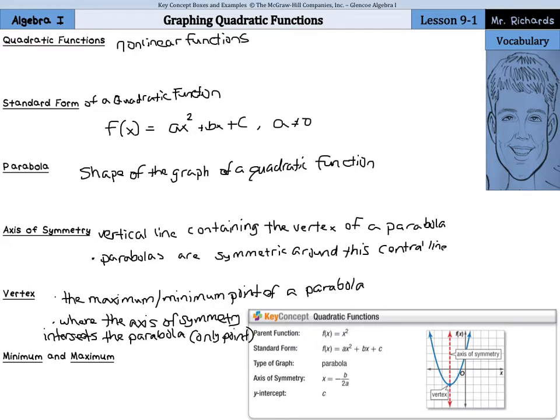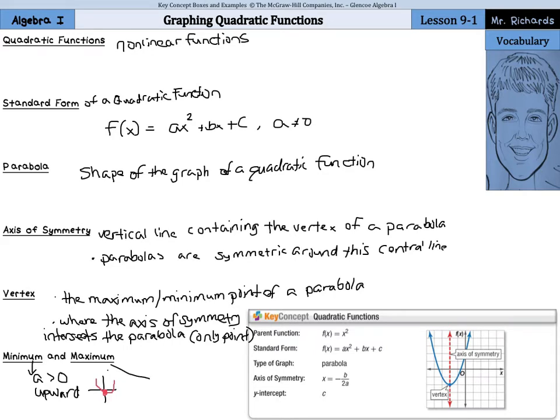Now, when it comes to maximums and minimums, when you look at the standard form of ax squared plus bx plus c, we will have a minimum when a is greater than 0. We'll have an upward graph, and that graph will look something like this. So you'll have a vertex here, and that point represents the minimum.